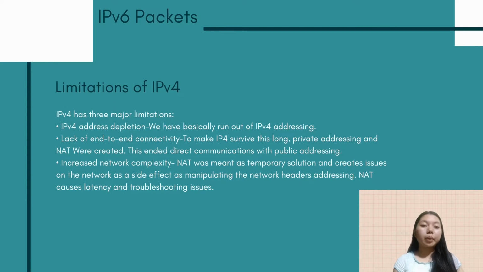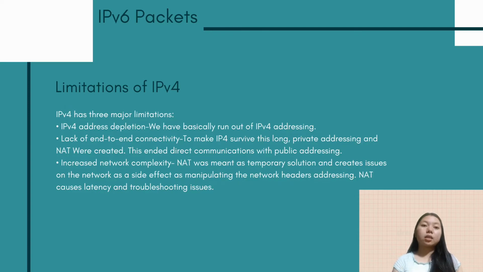Limitations of IPv4. IPv4 has 3 major limitations. First, IPv4 address depletion. We have basically run out of IPv4 addressing. Second, lack of end-to-end connectivity. To make IPv4 survive this long, private addressing and NAT were created. This ended direct communications with public addressing.